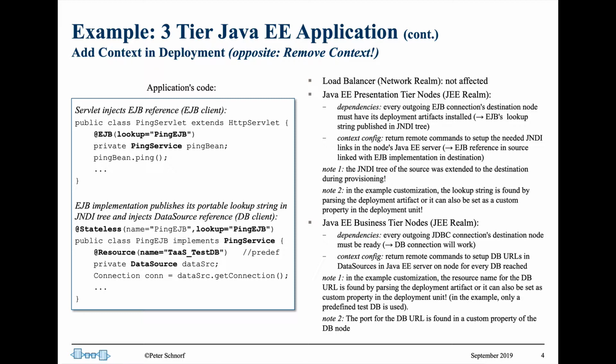Node 1, in the example customization that we did here, the resource name for the database URL is found by parsing the deployment artifact, or it can also be set as a custom property in the deployment unit, similar to what we saw with the EJB lookup strings. Currently, however, we are only using a predefined test database table that's already installed in the target database. Node 2, the port for the database URL is found in the custom property of the database node itself. It is published there by the database realm.